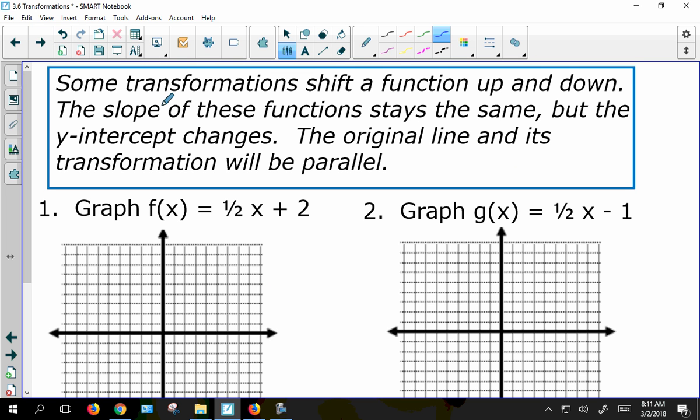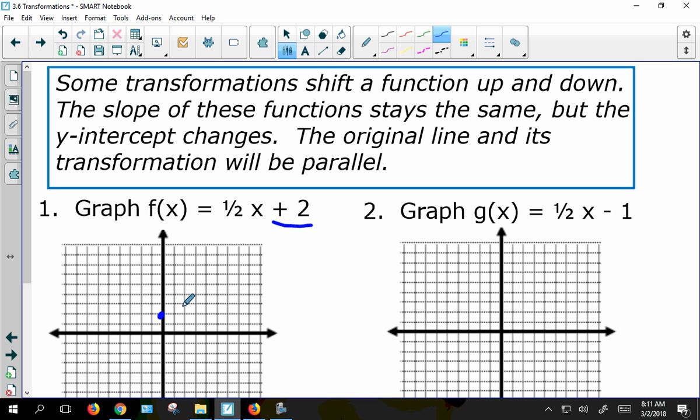Okay, some transformations shift the function up and down. The slope of these functions stays the same, but the y-intercept changes. The original line and its transformation will be parallel. So all we're going to do is shift the y-intercept. So here it is, +2. Go ahead and graph this.